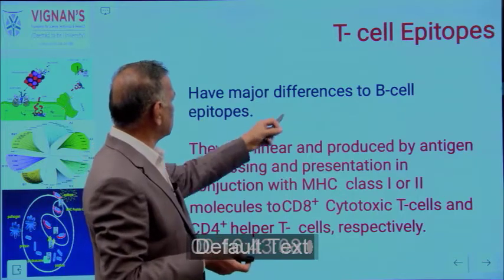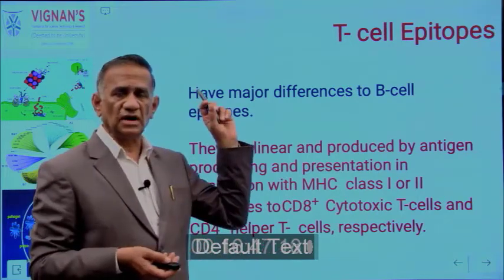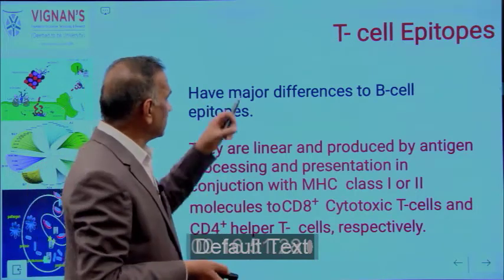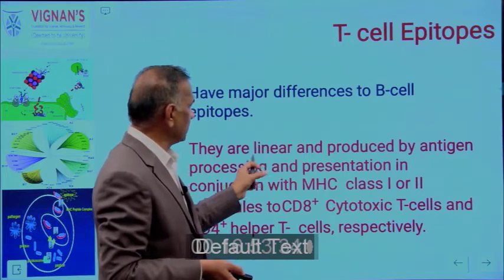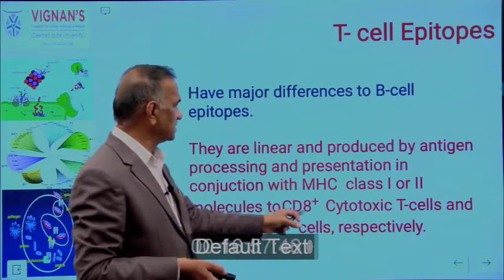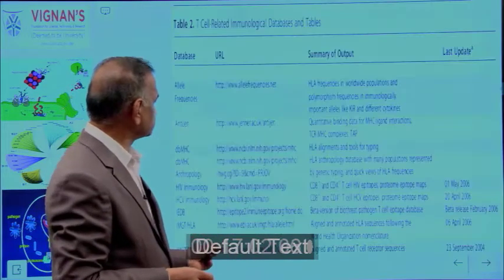T-cell epitopes have major differences to that of the B-cell epitopes. There we have seen both linear, that is sequential, and also conformational. Here in the T-cell epitopes they are all linear. Okay. And here there are CD8 cells and also CD4 cells in both the cases.